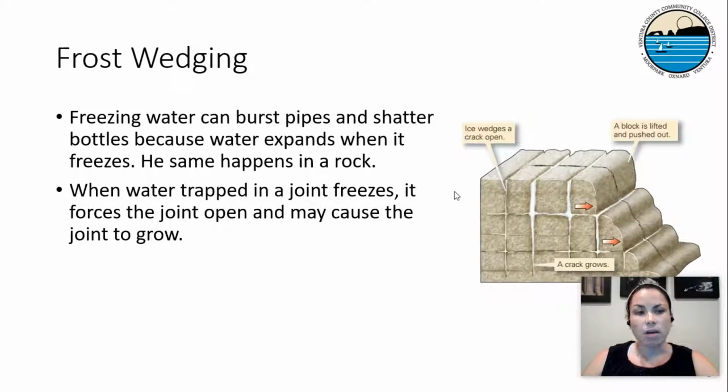Okay, next is frost wedging. This is where you have those cracks like we talked about before, but then water can get trapped in between those joints. And then as it freezes, it causes that joint to continually separate. When you're making ice in your freezer, if you've ever frozen a water bottle before, you know that you have to pour a little bit of the water out first because it expands as it freezes. And that's what happens here: water is inside those cracks, and as it freezes, it expands and causes the crack to grow.